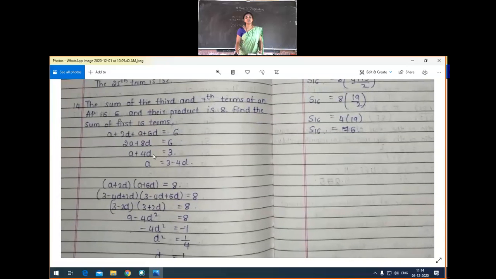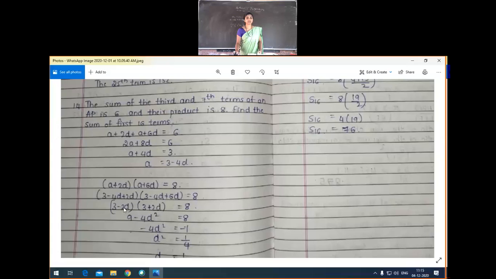Now, in place of A, we have to substitute this 3 minus 4D. Okay, A value is 3 minus 4D plus 2D. Here again, A value is 3 minus 4D plus 6D is equal to 8. Now simplify: 3 minus 4D plus 2D is 3 minus 2D. Okay, 3 minus 4D plus 6D is 3 plus 2D, equal to 8.